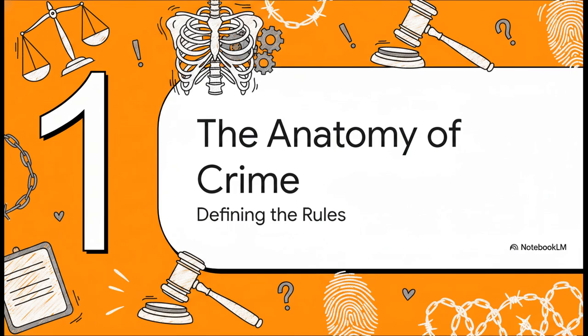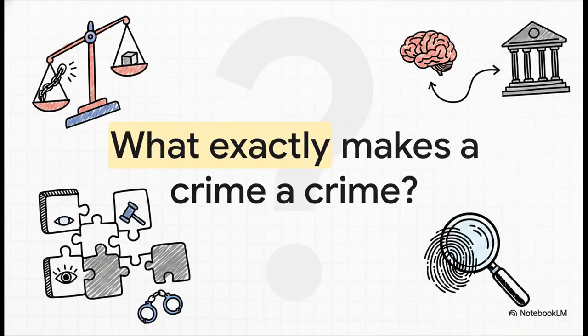Section 1. The anatomy of crime. Defining the rules. Before we can even begin to understand the psychology, we've got to establish the baseline rules of the game. So, what exactly makes a crime a crime? You might be wondering that. In the eyes of the law, it's rarely just about doing something bad. There are highly specific, almost rigid building blocks that literally have to snap together perfectly for the justice system to officially label an event as a criminal act.